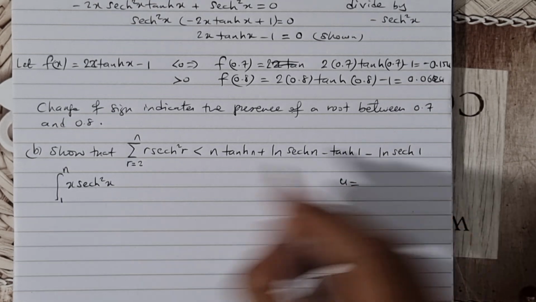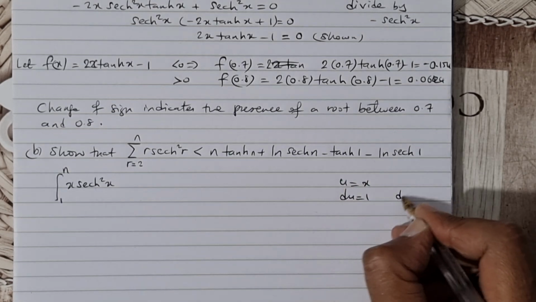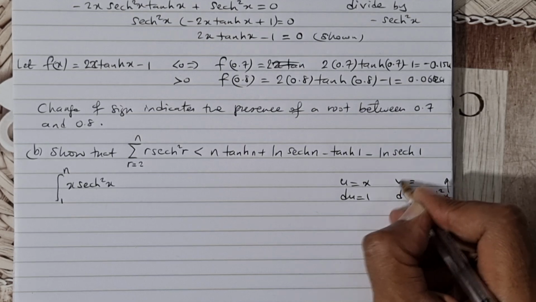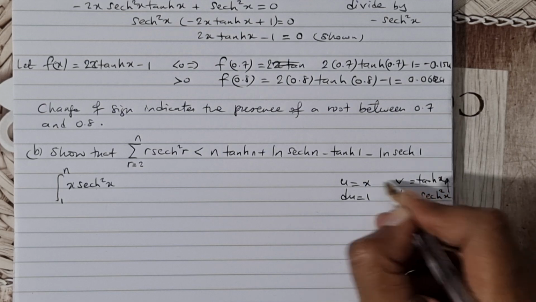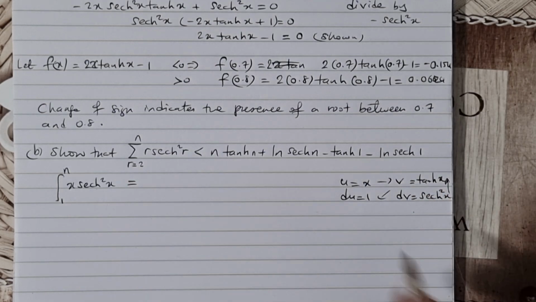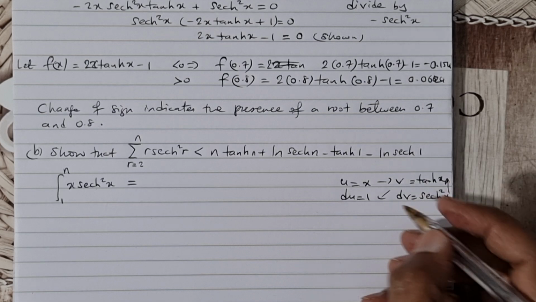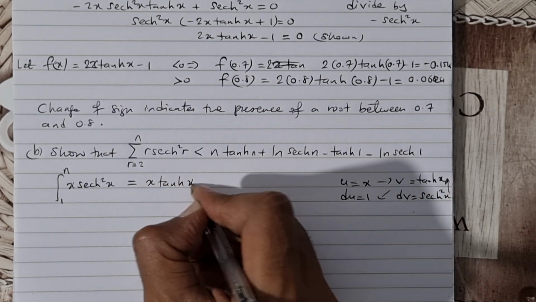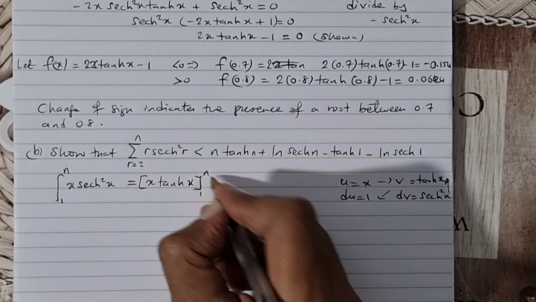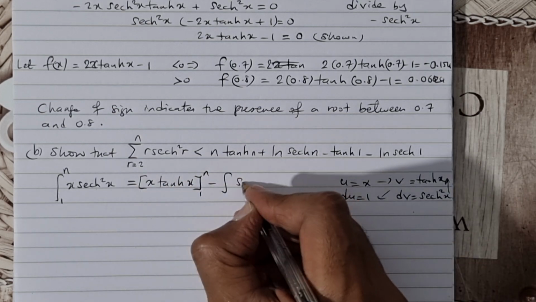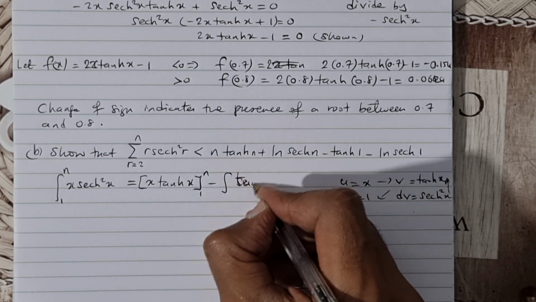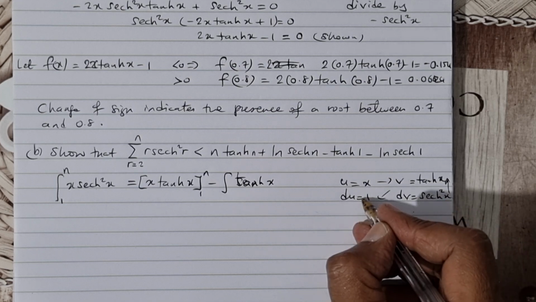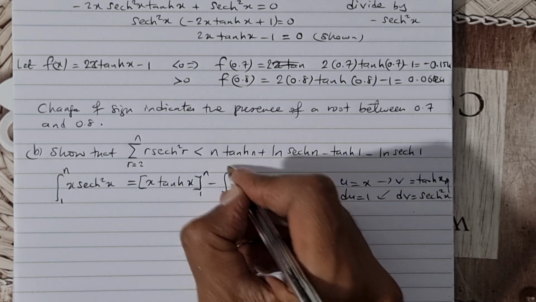So u is going to be equal to x, and du is equal to 1, dv is equal to sech squared x, and integrate that, we should be able to get v as tanh x. So we can apply the integration by parts, and so we have x tanh x, limits going from 1 to n, minus the integral of tanh x times 1, of course, with respect to x, 1 to n.